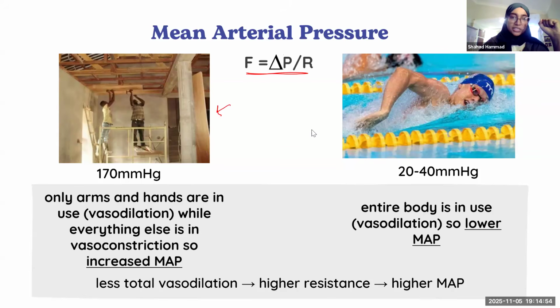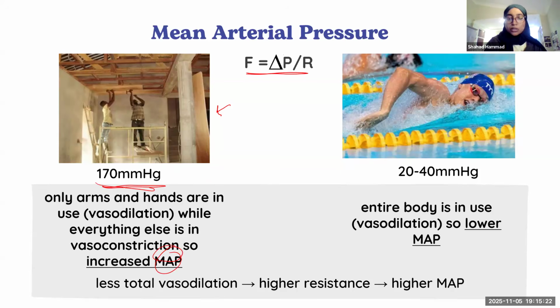Vasodilation, exactly. So in the arms and the hands, we're going to have vasodilation. Meanwhile, in the rest of the body, what are we going to have? Vasoconstriction, exactly. Because of this difference, the arms and the hands are a very small portion of the body as compared to the rest of the body. So that means there's more vasoconstriction in the body than there is vasodilation, and that's why the mean arterial pressure is so high in these guys.